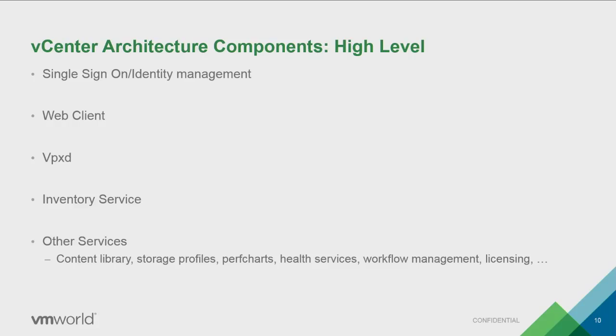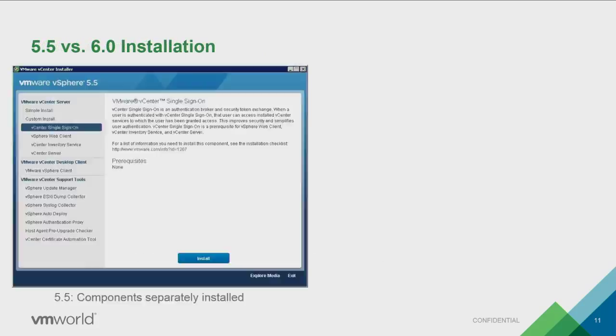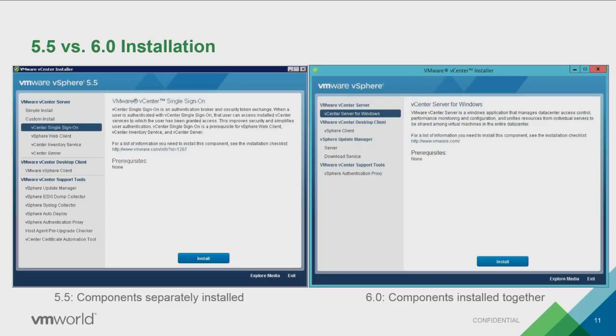Now, the first thing you'll notice when you move to 6.0 is that the installation experience is slightly different. In 5.5, we gave the option to install all of these different pieces on different hosts. And in 6.0, we encourage you to install, or rather, all of the components are to be installed on the same machine, except maybe SSO and platform services. And I'll talk about that later.